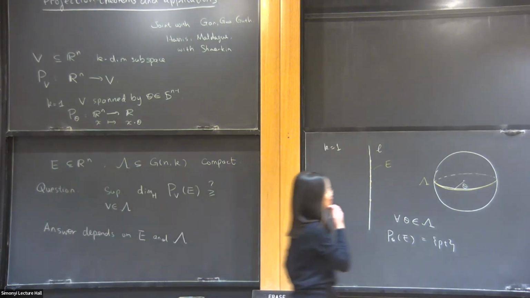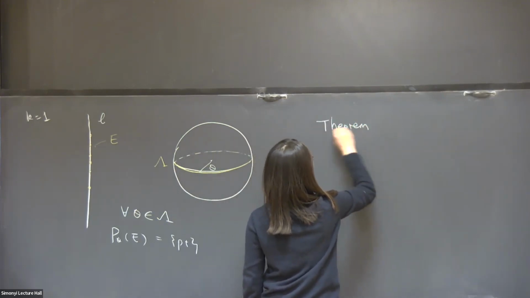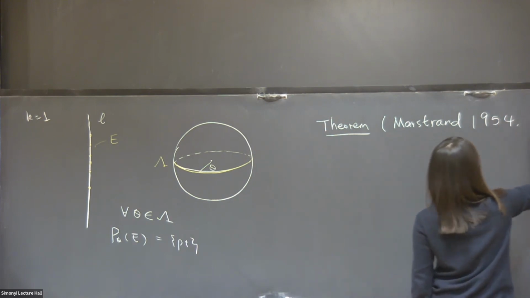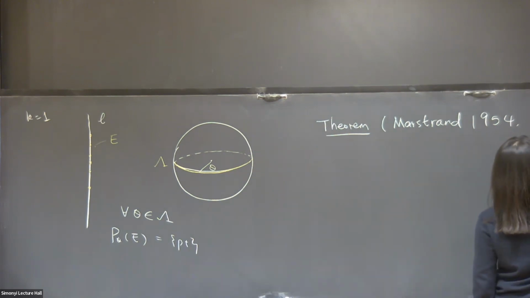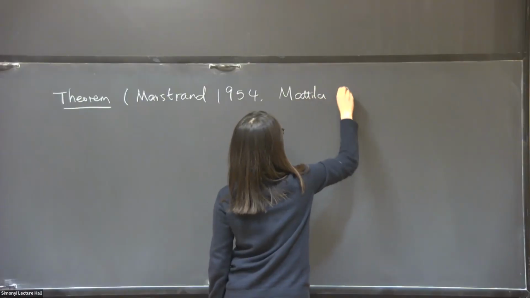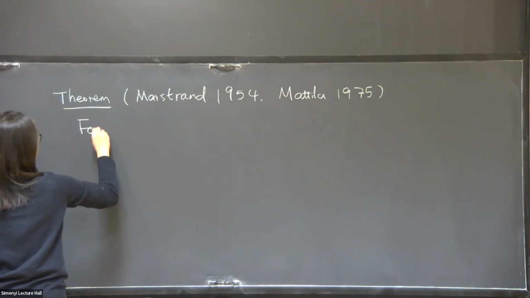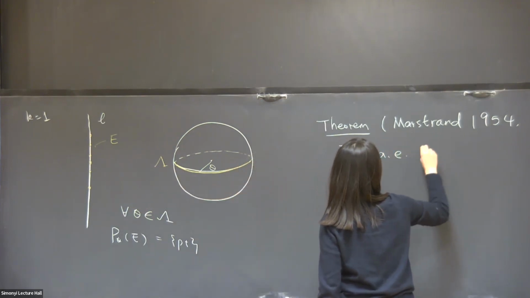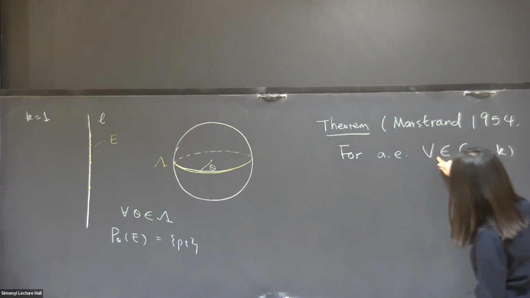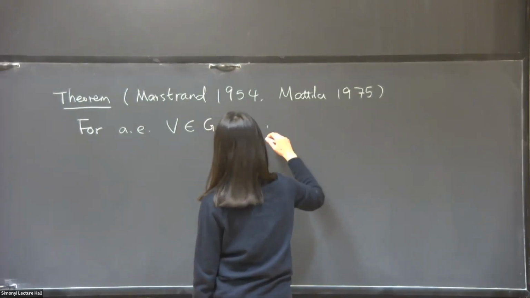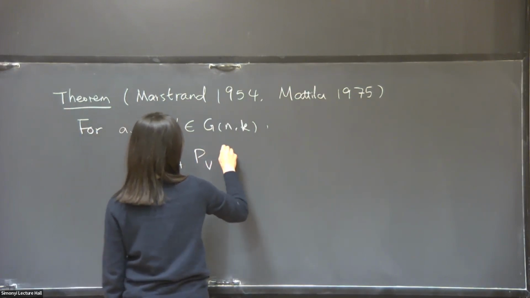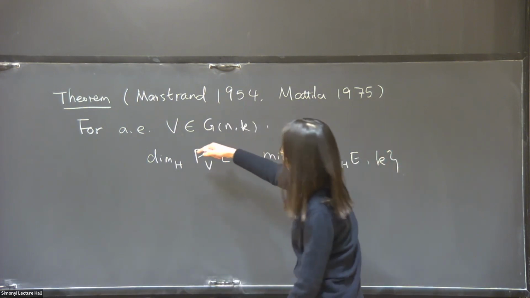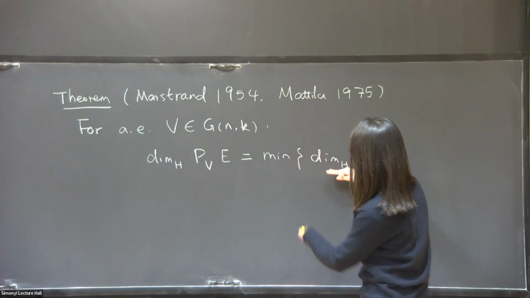But before that, there is the classical theorem of Marstrand, and also by Mattila. The theorem is about Lambda being the whole Grassmannian: for almost every k-dimensional subspace V, the dimension of the projection image equals the minimum of the Hausdorff dimension of E and k. Roughly speaking, for almost all projections, you keep the dimension, or it reaches the maximum dimension possible.